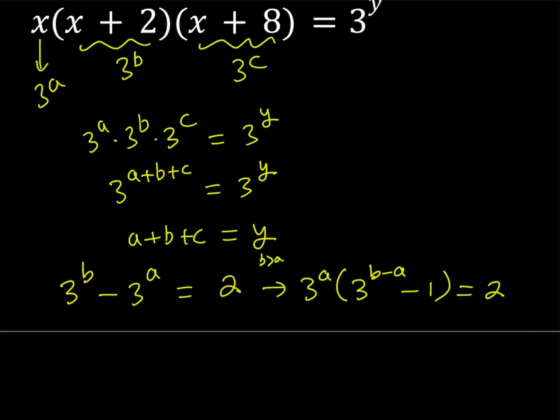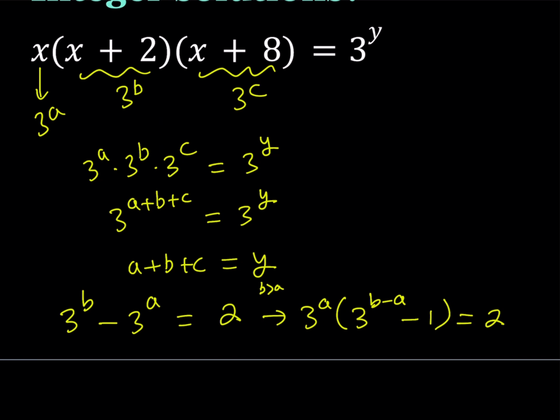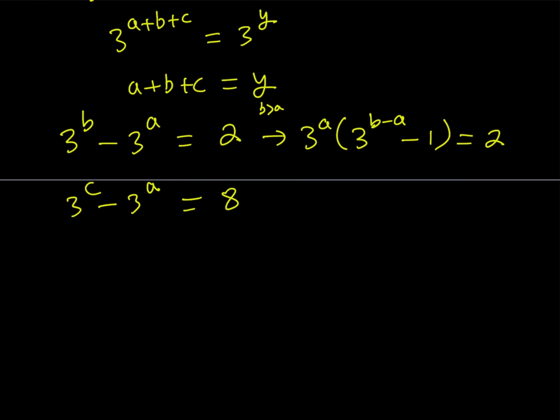Great. Now we're going to get a similar equation by using x and x plus 8. If I subtract 3 to the power a from 3 to the power c, we're going to get the difference between x plus 8 and x, which is 8. From here, we do something similar. Take out 3 to the power a, the smaller power, and inside the parentheses we get 3 to the power c minus a, minus 1, and that equals 8. Great.